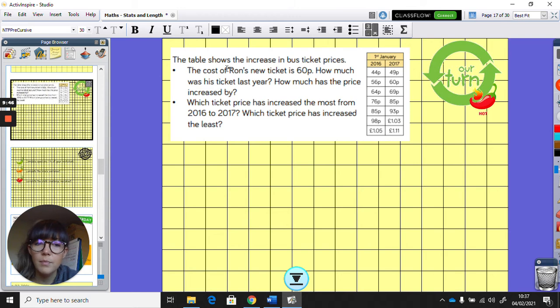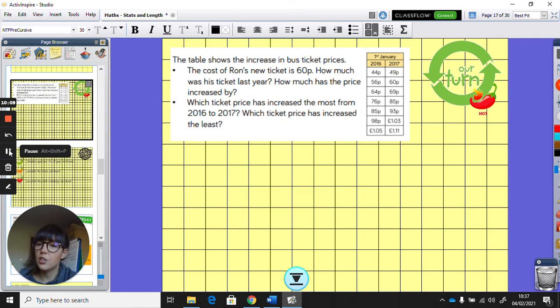So the first question, the cost of Ron's new ticket is 60p. How much was his ticket last year, and how much has the price increased by? Pause the video here, have a look for the bit where it says 60p, and then look to see how much it was the previous year, and then look to see how much the price has increased by. Off you go, and then unpause the video when you're ready.